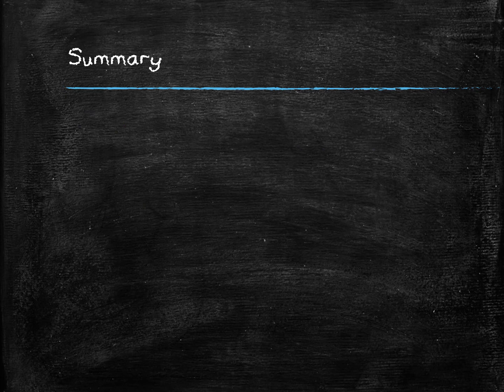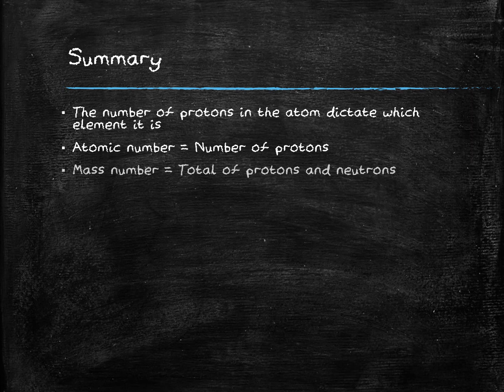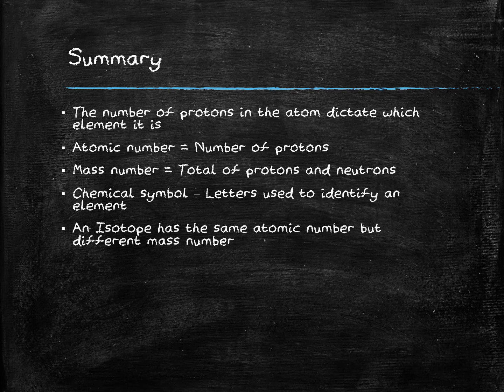In summary, for what we've talked about in this video, the number of protons in the atom dictate what the element is. The atomic number is the name for the number of protons within the given element. The mass number is the total number of protons and neutrons for that particular atom, and that can vary. The chemical symbol is the letter we use to identify the element. An isotope has the same atomic number but different mass number, and that's the kind of question that can appear as explain what an isotope is.